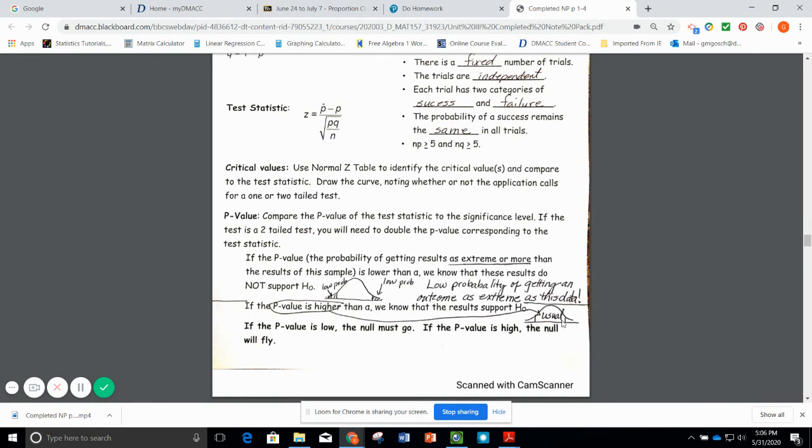Okay, so in a nutshell, if the p is low, the null must go. So if the p is low, the null must go. That would mean reject the null hypothesis. If the p is high, the null will fly, and that would mean fail to reject the null hypothesis.